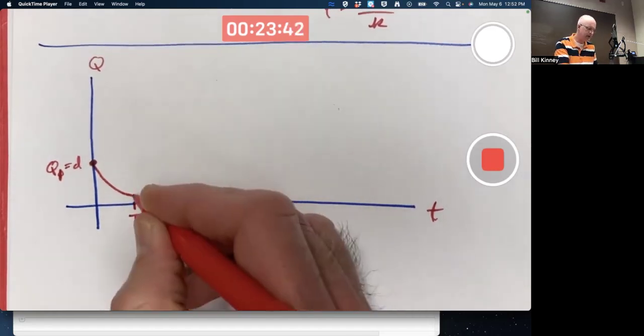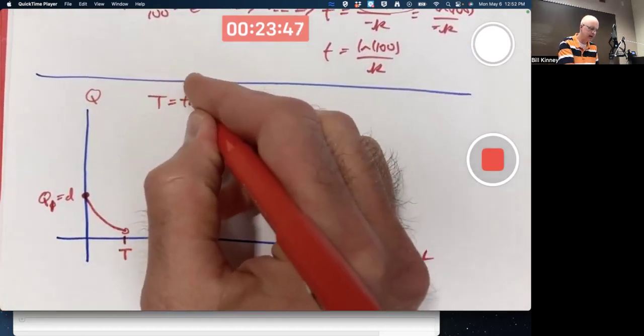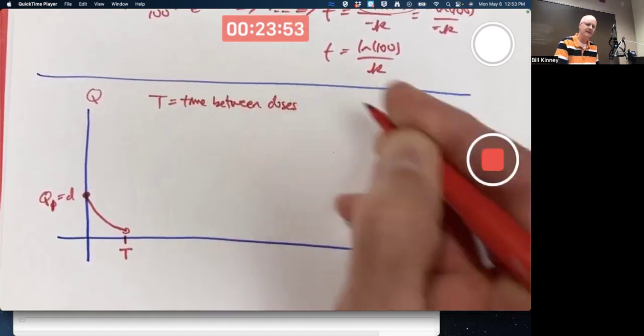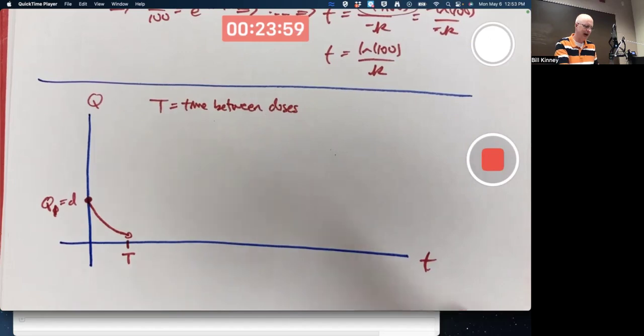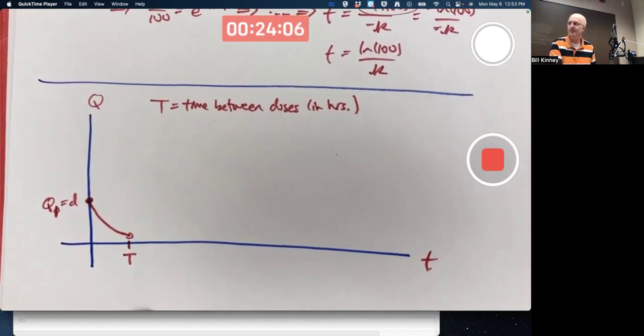Capital T is going to be the time between doses. Is it doses or dosages? I'm not sure. In hours. Probably bigger than the half-life. Maybe it gets down to, I don't know, 20% of what you started with, and maybe that's still effective in addressing whatever issue you need it to address. Then at time capital T, we take another dose.